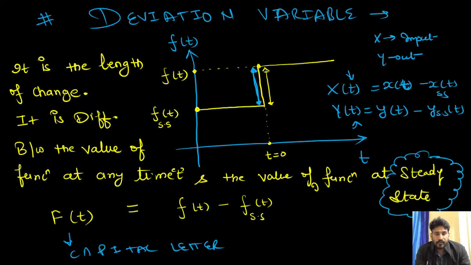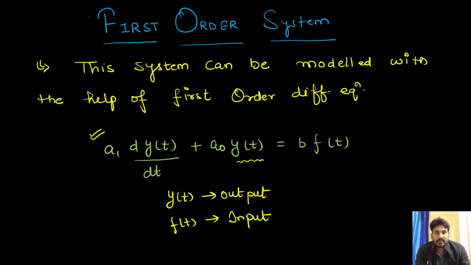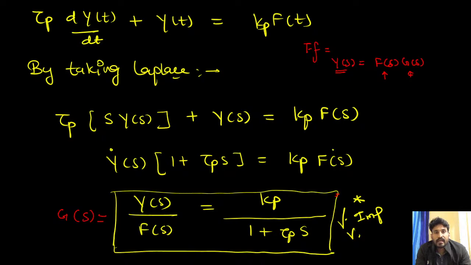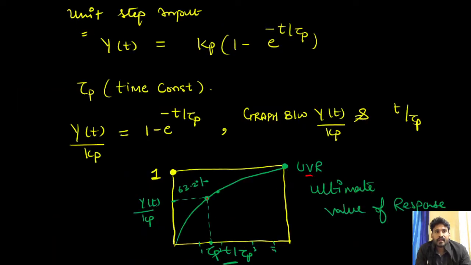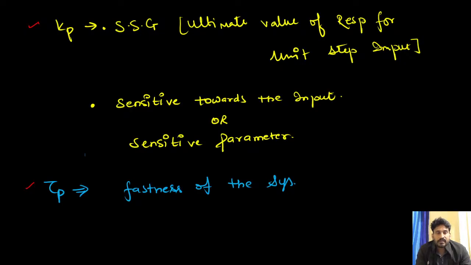After that, a very important thing, that is the deviation variable, and what is that and all that we have discussed. Okay, after that we discussed the first order system, right? And the first order system transfer function and the step response of the, you can say, first order system. Okay, and after that we discussed the new terms for us, that is Kp and tau p, steady state gain, and the tau p, time constant, right?